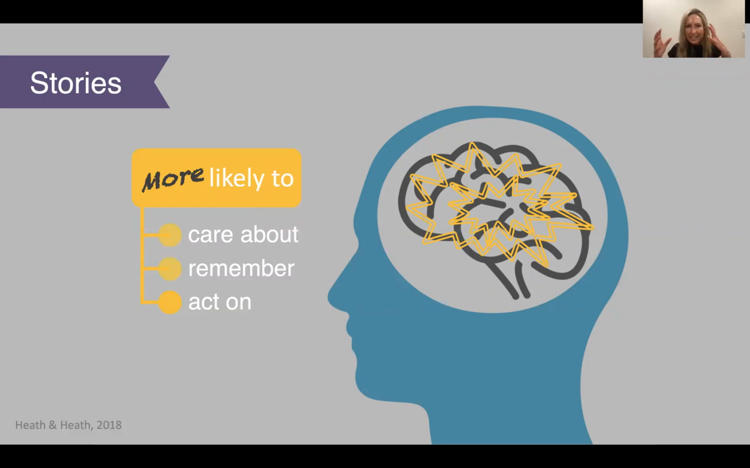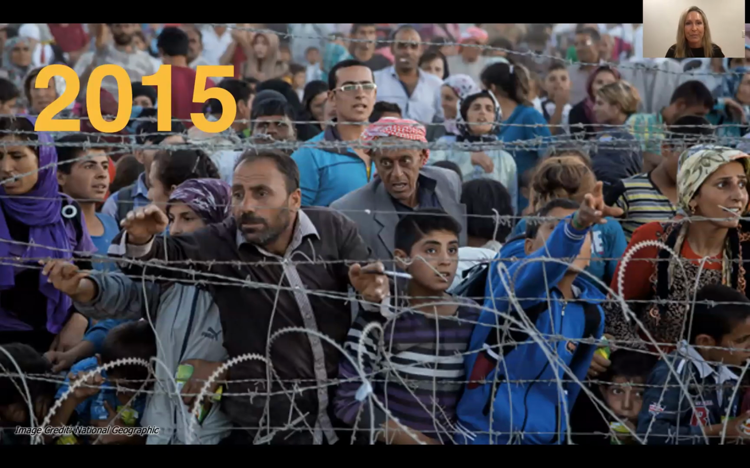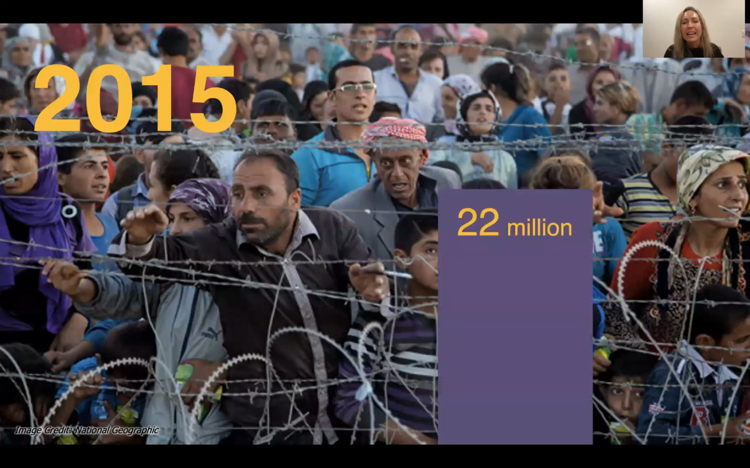So how can we take this knowledge of the brain and apply it to our data sharing? Well, let's take an example from real life. I'll take you to 2015. And in 2015, there were 22 million people in Syria right before the Syrian civil war began.